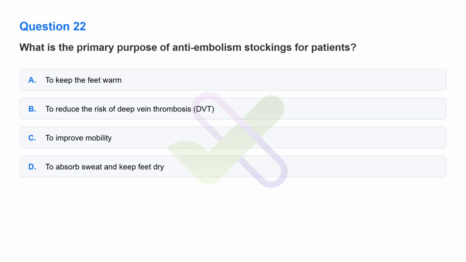What is the primary purpose of anti-embolism stockings for patients? A. To keep the feet warm. B. To reduce the risk of deep vein thrombosis, DVT. C. To improve mobility. D. To absorb sweat and keep feet dry.